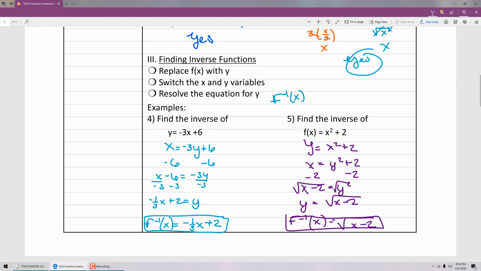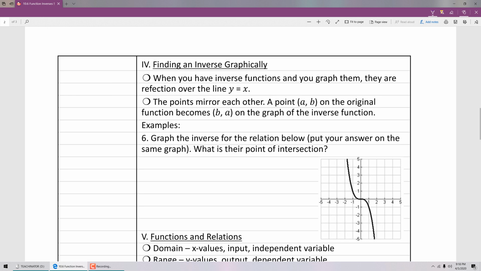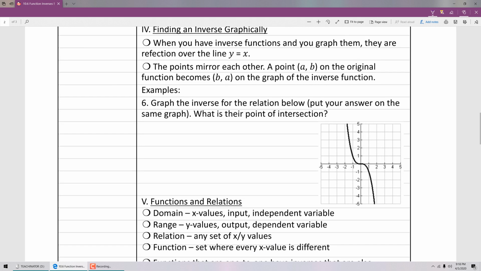Alright, so all of this should have been review. So what they are saying additionally is if we're looking at graphs. So finding an inverse graphically: when you have an inverse function and you graph them, they are reflections over the line y equals x. Their points mirror each other, so the point (a, b) on the original becomes the point (b, a) on the graph of the inverse. So this one wants us to graph the inverse of these functions.